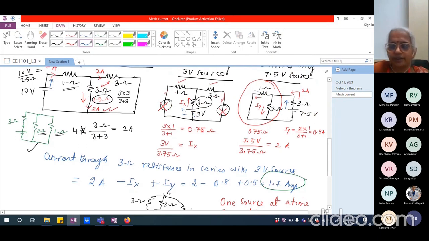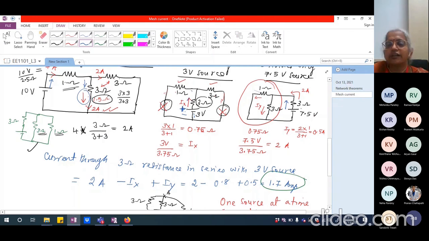Got it? Yeah, so ma'am, how is the current equation? How did you get minus Ix and plus Iy? Ix is flowing out of this plus terminal. So the current Ix has to flow out of the positive terminal, which is in this direction. When I am looking at this, very clearly the current was flowing from up to down. Whereas here it is flowing from down to up. Because this is plus.